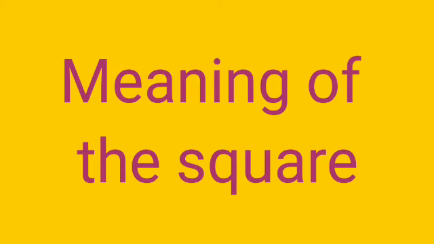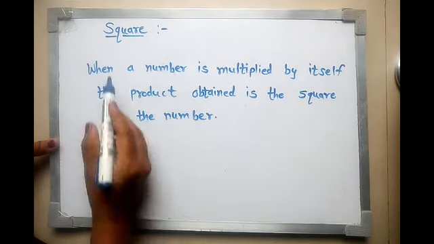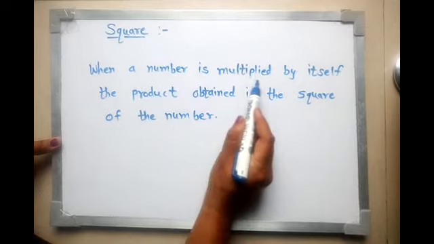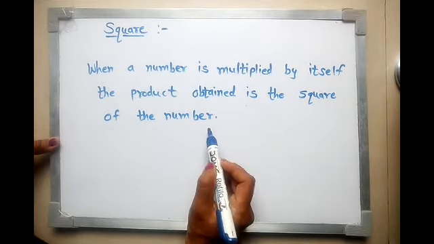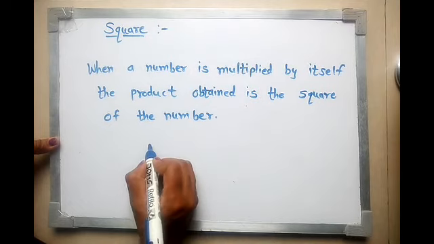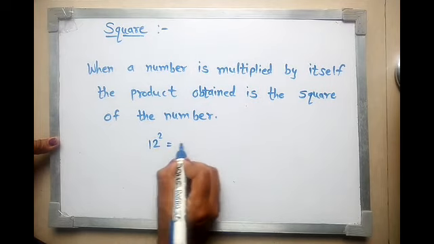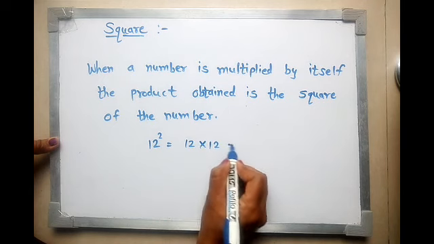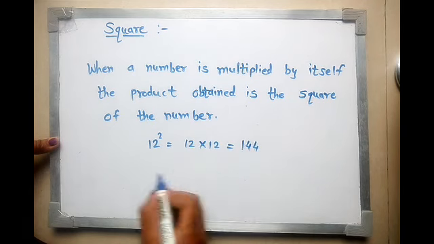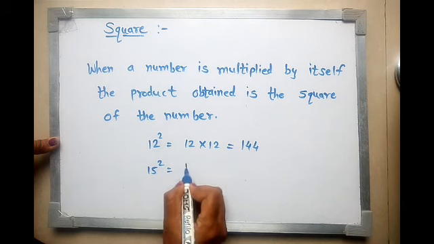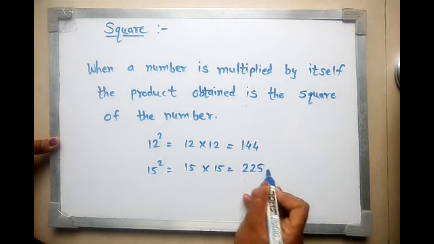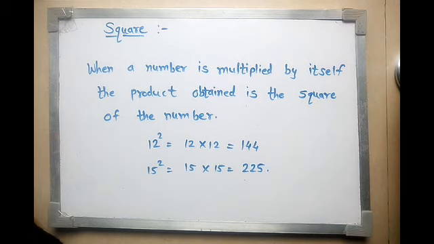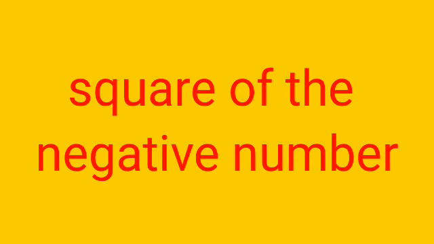Meaning of the square: when a number is multiplied by itself, the product obtained is the square of the number. 12 square, 12 into 12 is 144. 15 square, 15 into 15 is equal to 225. So far we have seen the square of positive numbers.